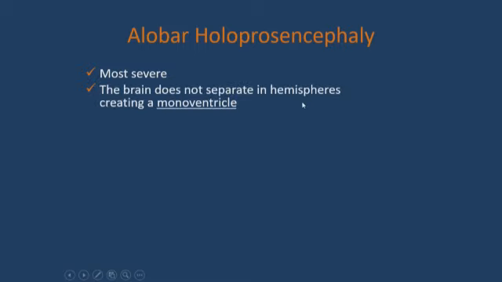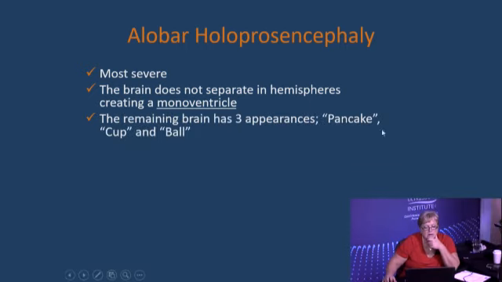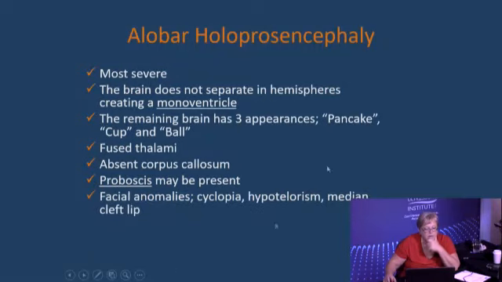Brain does not separate in the hemispheres, so you have a monoventricle. So you have interruption of the falx. You have one monoventricle, and that ventricle can have many different shapes. The remaining brain has 3 appearances, so pancake, cup, and ball. Those are the different main shapes that we see of this monoventricle. You have fused thalami. You have absent corpus callosum. You may have a proboscis. We'll go over that. And then you have facial anomalies.